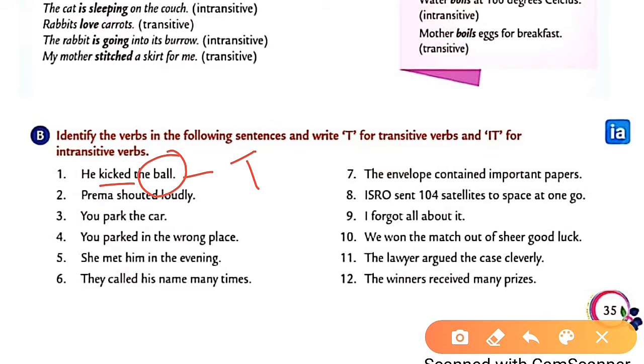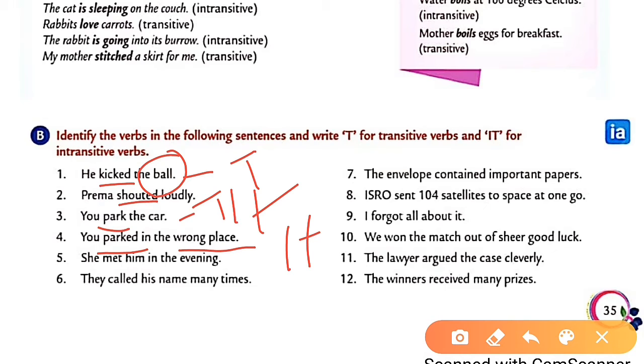Next, "Prema shouted loudly." Who shouted? Prema shouted loudly, so there is no object. Loudly is an adverb, so you write intransitive, IT. "You park the car." After the verb park there is "the car", this is an object, that's why it is a transitive verb, so write T. "You parked in the wrong place." Parked is the verb, and is there any object after it? The wrong place is not an object, so it is IT, intransitive verb.